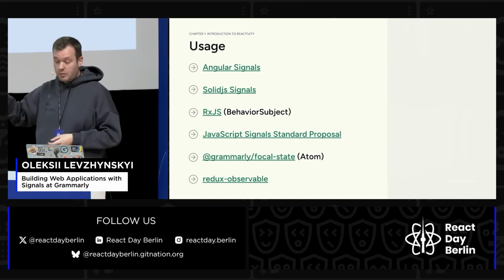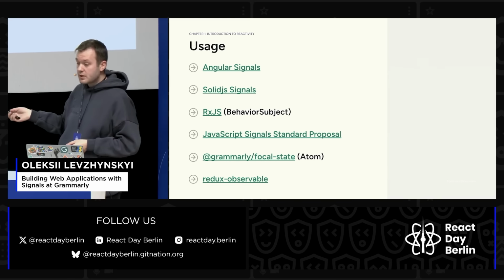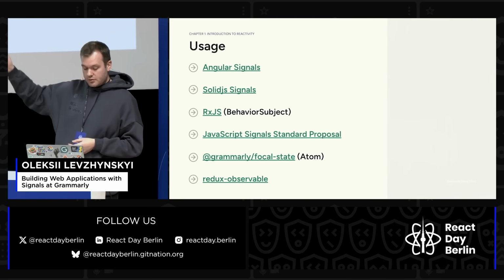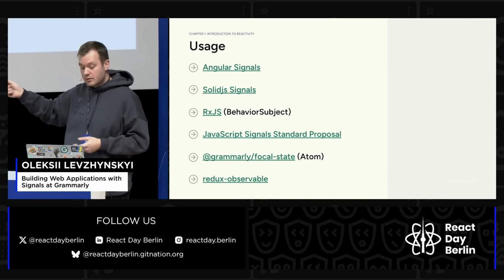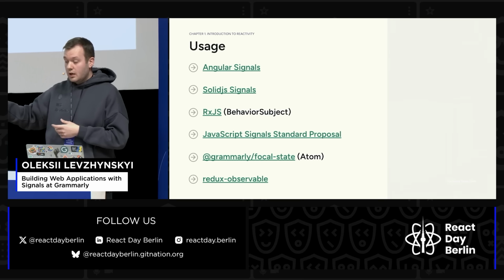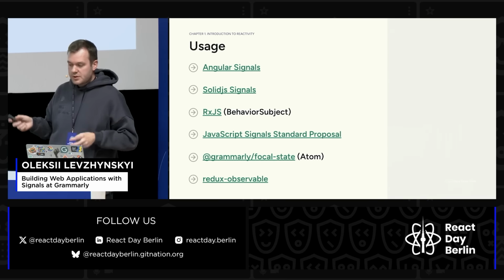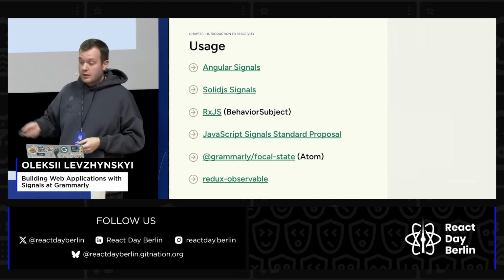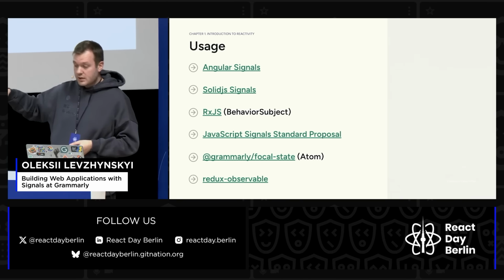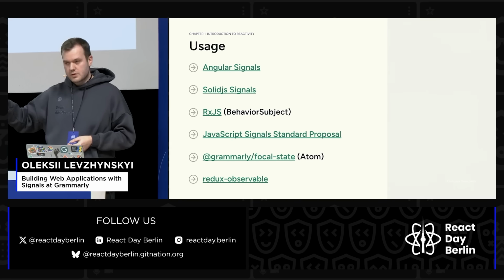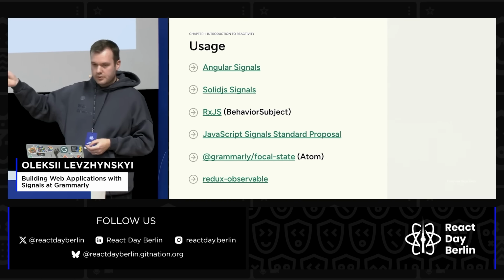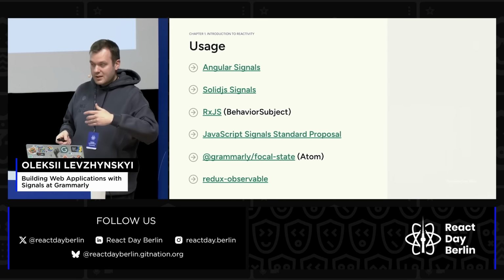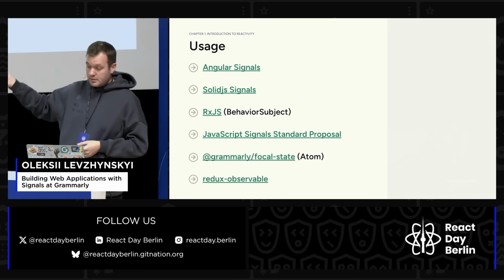Well, what about the usage? There are quite a lot of libraries and frameworks that contain this concept of signals. For sure, there are signals in Angular, and Angular also uses RxJS. Probably the term signal became popular after SolidJS introduced it. And for sure, there is a standalone library, RxJS. It's not only about signals, but there is a concept called behavior subjects that may contain a value that can be accessed synchronously. There is a standard proposal for sure.